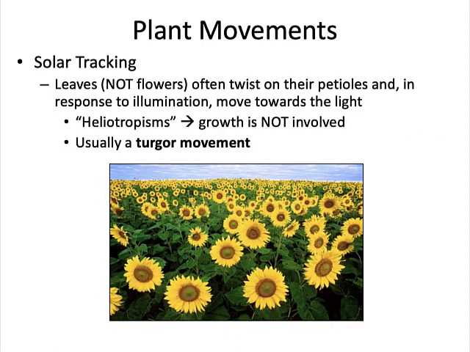Next up is solar tracking. In this process, it's only leaves that follow this movement. It's never flowers, in which the leaves twist on their petioles and, in response to illumination, move towards the light. Now, this is sometimes referred to as "heliotropism," but notice this term is in quotation marks because no growth is involved. Instead, this is usually a turgor movement.